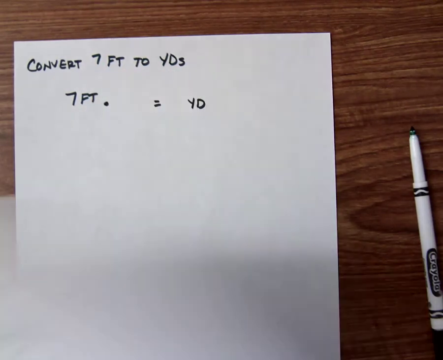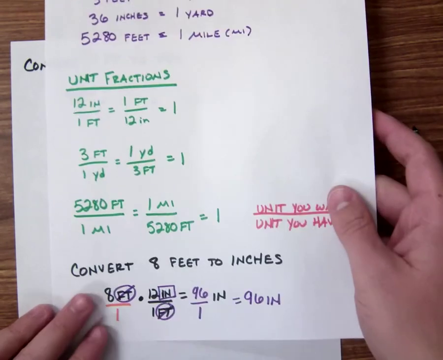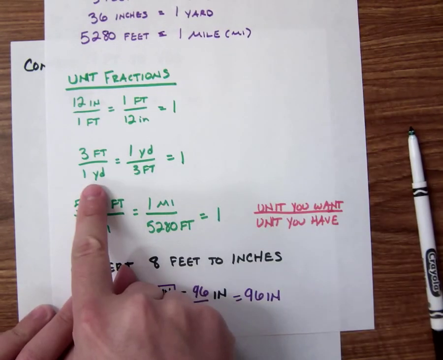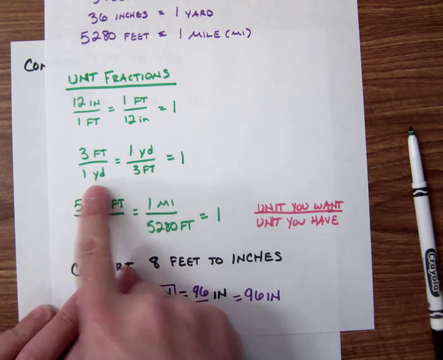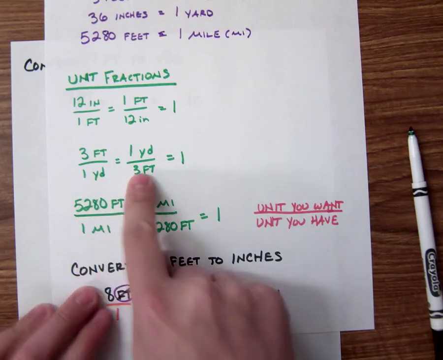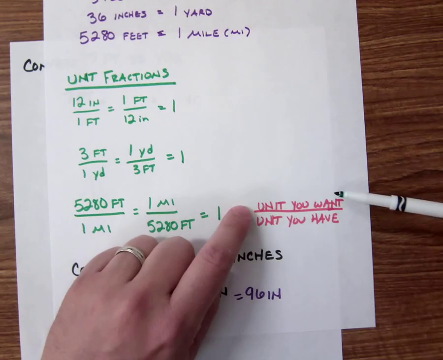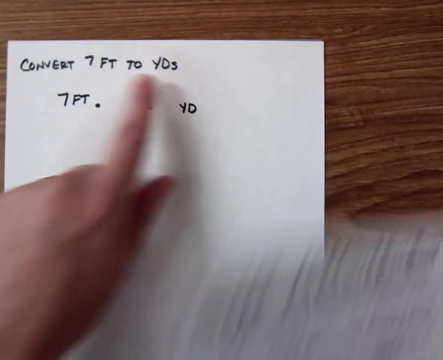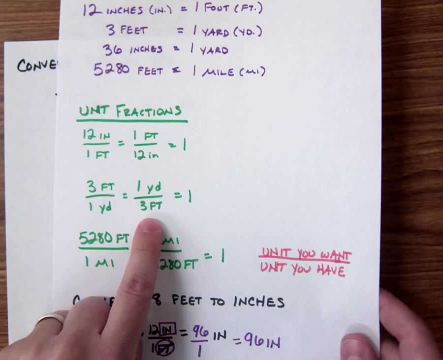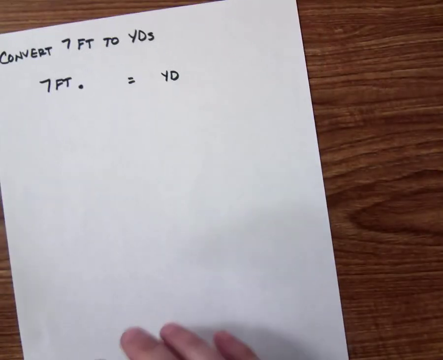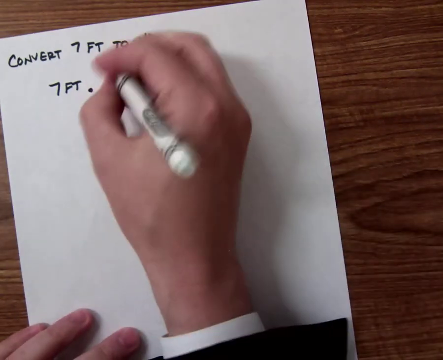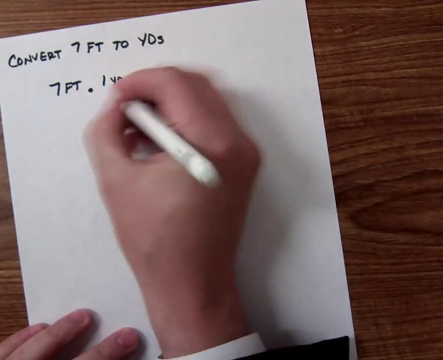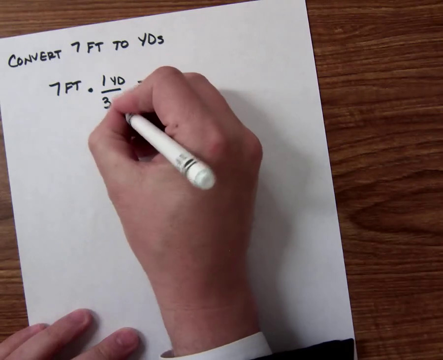So back to my unit fractions. Do I have any that have both feet and yards in them? And the answer is yeah. 3 feet is 1 yard. I can use either one of these. How do I know which one to use? Well, it's the unit that I want on top and the unit that I have on the bottom. So what do I want my answer to be in? Yards. Yards, and I have feet, so I'm going to use the one that's yards over feet, 1 yard over 3 feet. Okay, so I'm going to multiply by 1 yard over 3 feet.